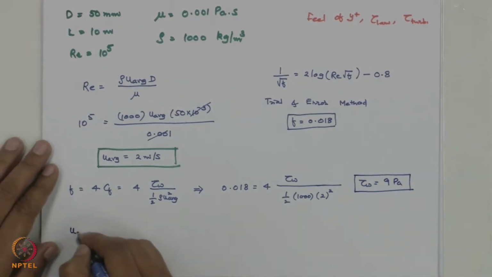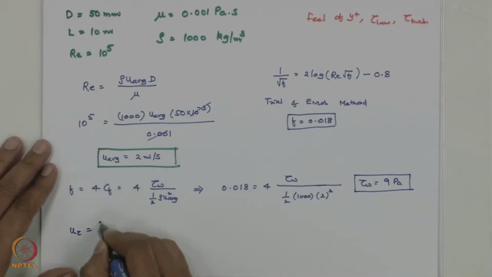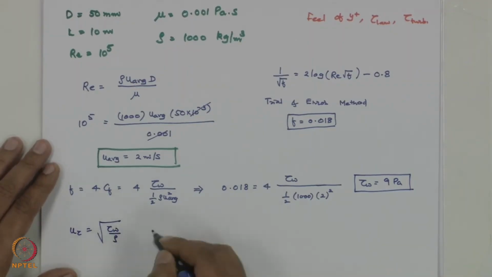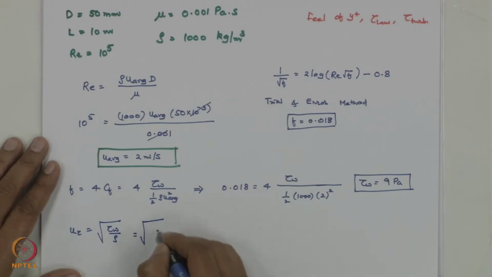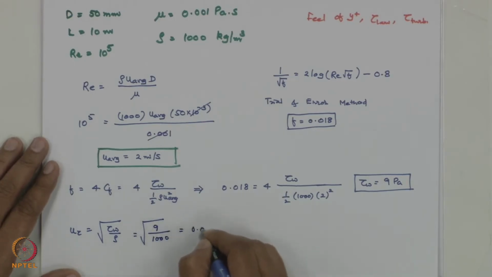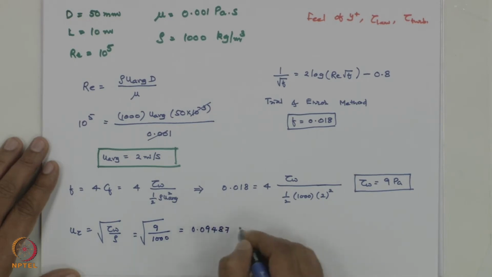But now what is U tau? U tau is equal to the square root of tau wall by rho. Tau wall is 9 and rho is 1000, so you get 0.09487 meters per second.